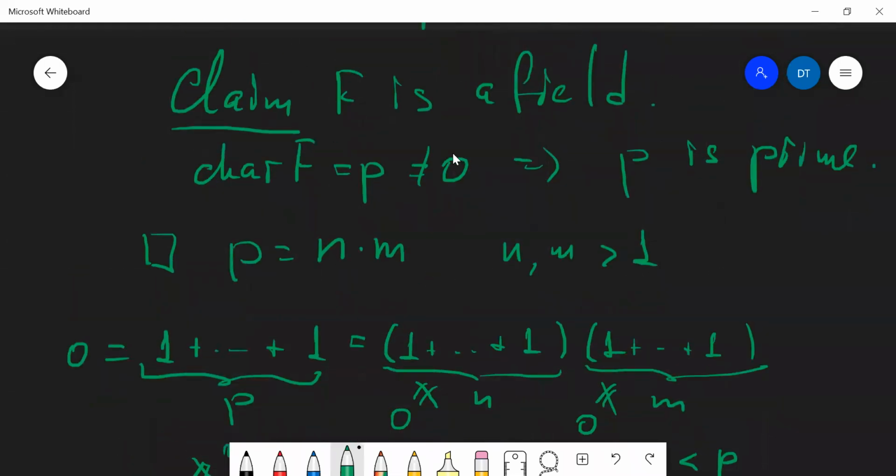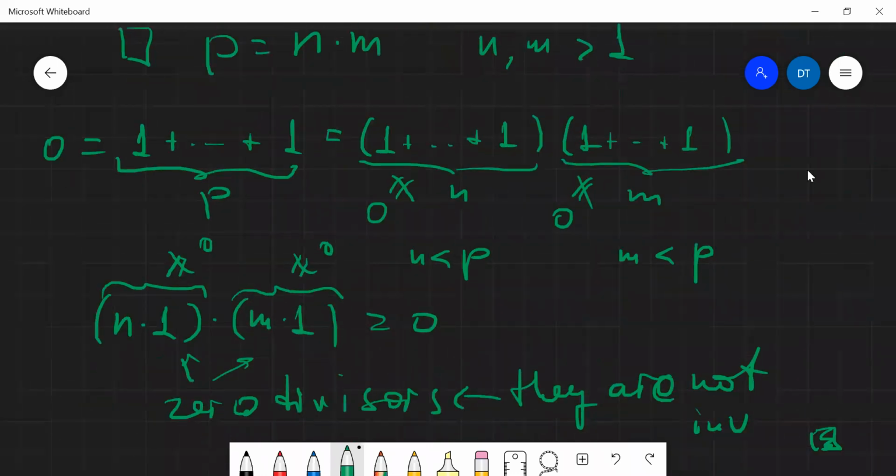Well, we can weaken this condition actually a bit in order to prove that the characteristic is prime, but I don't want to go into full generality. It doesn't make any sense.